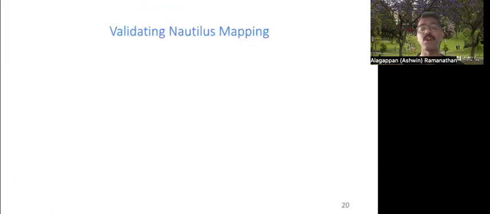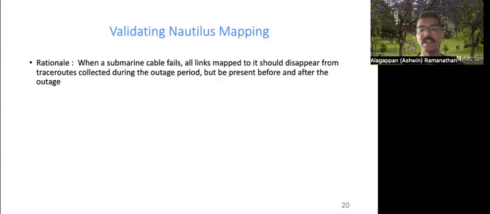Now that we have seen how Nautilus does its mapping, let's look at one of the techniques Nautilus uses for validating its mapping, which is past cable failures. The rationale here is that when a submarine cable fails, all the links mapped to it should disappear from traceroutes collected during the outage period, but be present before and after the outage.